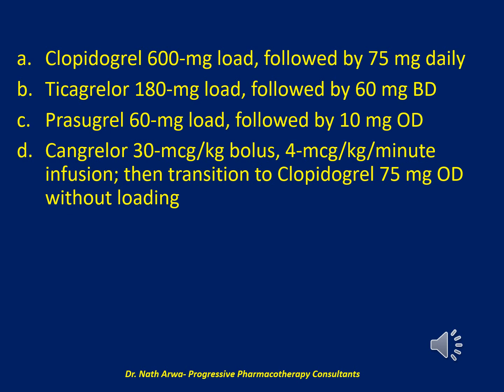Would it be A. Clopidogrel 600 mg load, followed by 75 mg orally once daily, or B. Ticagrelor 180 mg load, followed by 60 mg orally twice daily, or C. Prasugrel 60 mg load, followed by 10 mg orally once daily, or would it be D. Cangrelor 30 micrograms per kilogram bolus, 4 micrograms per kilogram per minute infusion, then transition to clopidogrel 75 mg once daily without loading? I will give you 10 seconds to choose the correct answer to this question from the listed options.